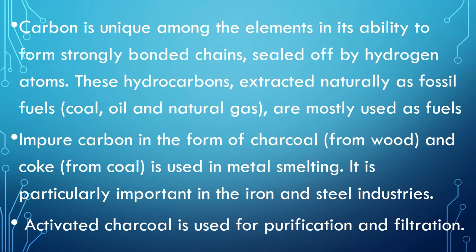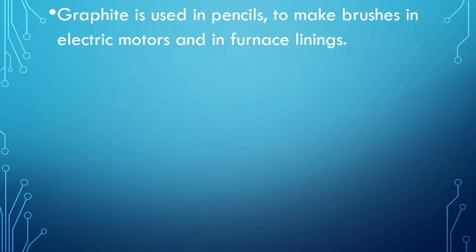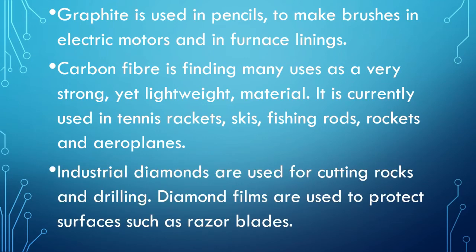Activated charcoal is used for purification and filtration. Graphite is used in pencils, to make brushes in electric motors and in furnace linings. Carbon fiber is finding many uses as a very strong yet lightweight material. It is currently used in tennis rackets, skis, fishing rods, rockets, and airplanes. Industrial diamonds are used for cutting rocks and drilling. Diamond films are used to protect surfaces such as razor blades.